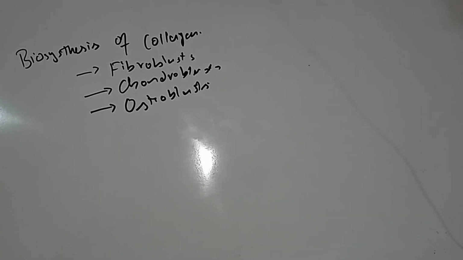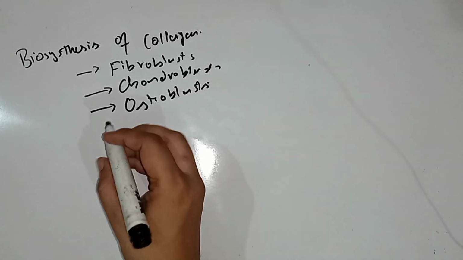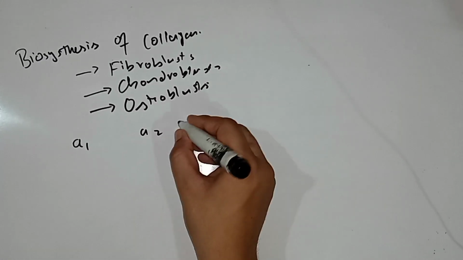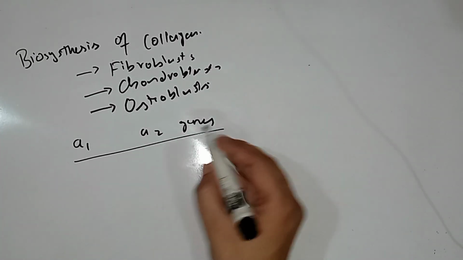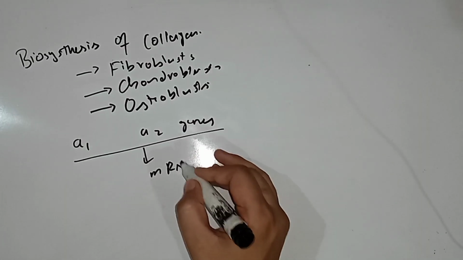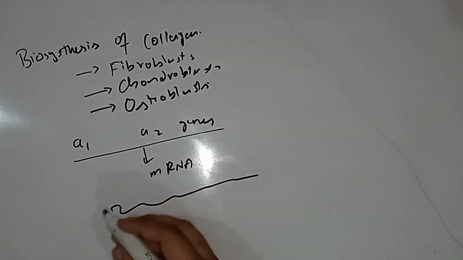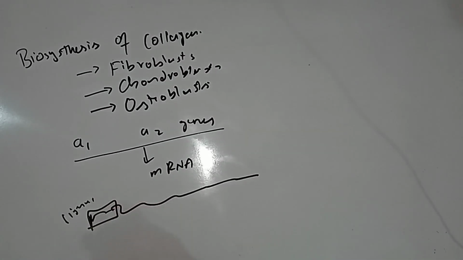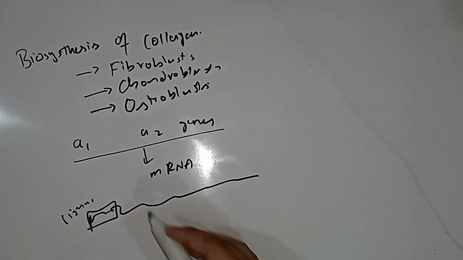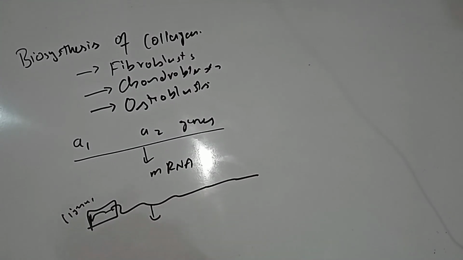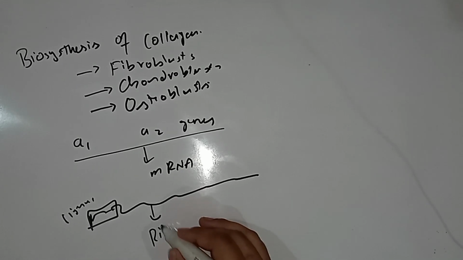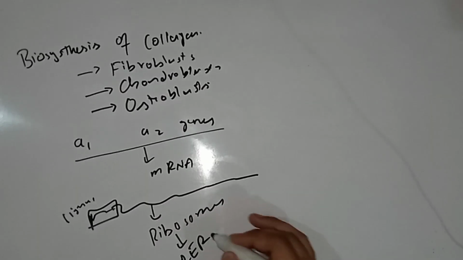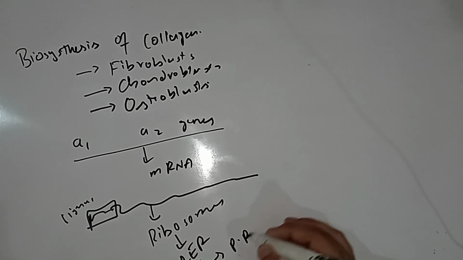We previously discussed that collagen is synthesized from the alpha chains which are coded by alpha 1 and alpha 2 genes. These genes are transcribed into messenger RNA, and this specific messenger RNA for collagen has a specific sequence, or you can call it a signal sequence. The messenger RNA goes to the ribosomes, and the ribosomes move to the rough endoplasmic reticulum and start synthesizing the polypeptides of the collagen.